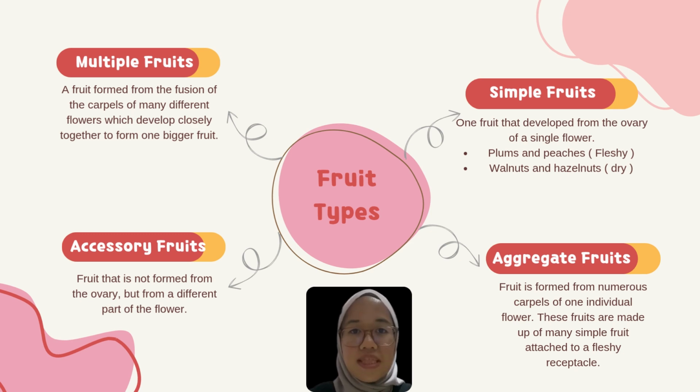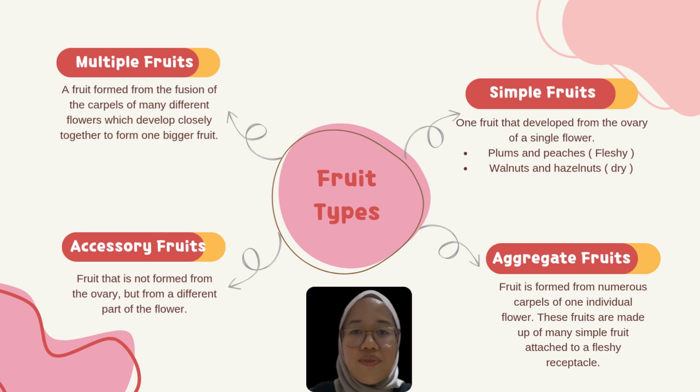Next are fruit types. First is simple fruit, one fruit that develops from the ovary of a single flower. For example, fleshy fruits are plums and peaches, and dry fruits are walnut and hazelnut.